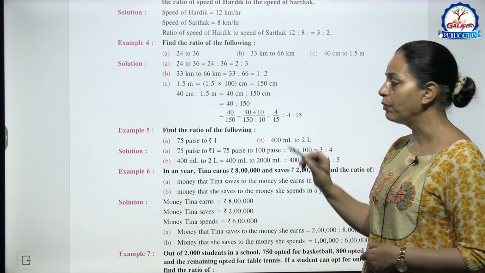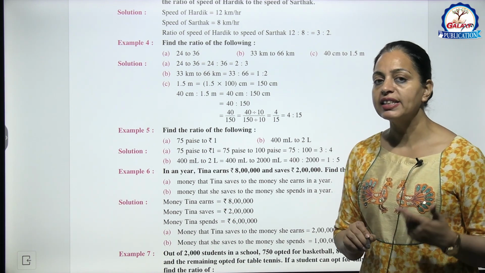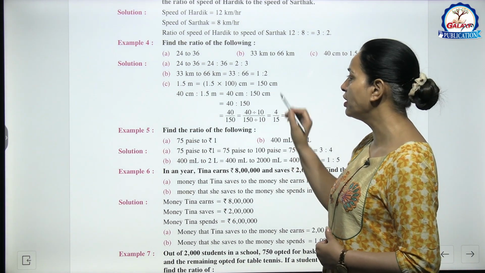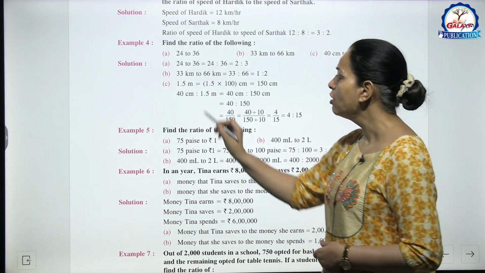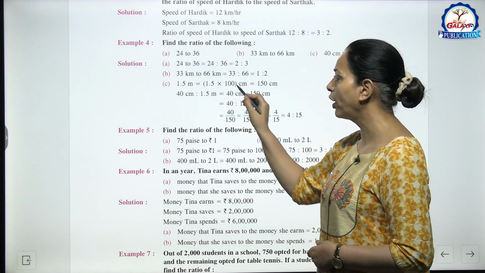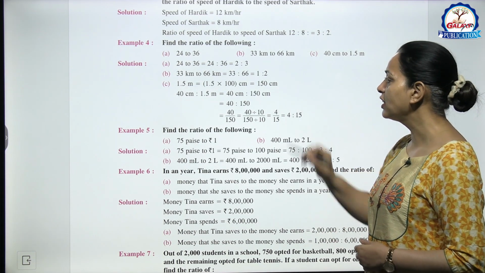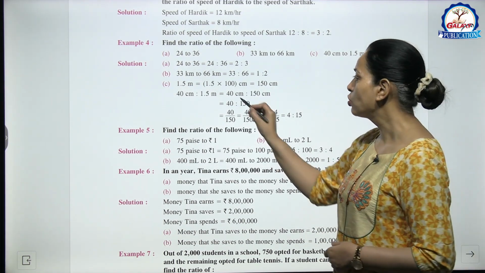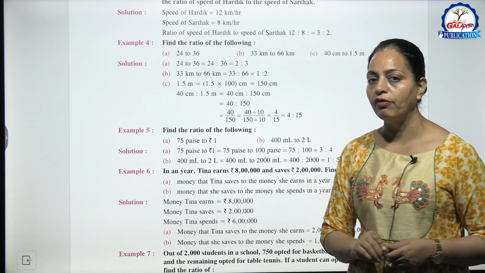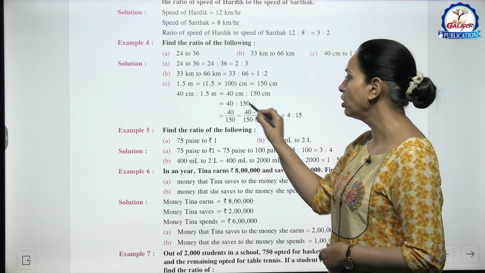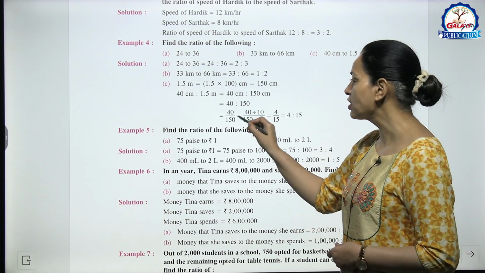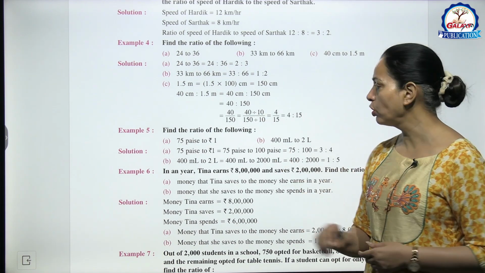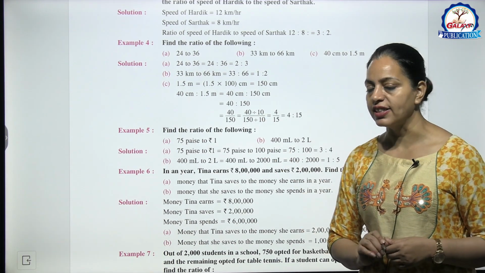Units must be same. We will convert meters into centimeters. We know 1 meter equals 100 centimeter. So 1.5 meter, 1.5 into 100, that is 150 centimeter. So 40 centimeter is to 150 centimeter. So 40 is to 150. First cut 0, 0. Now 4:15 is the answer, right?